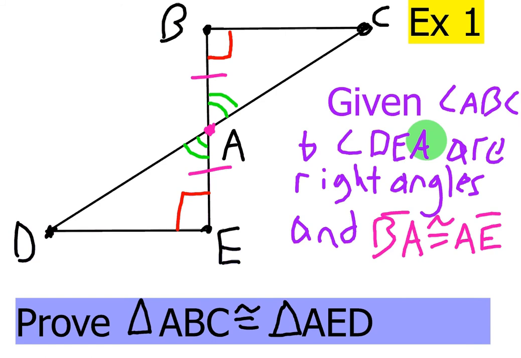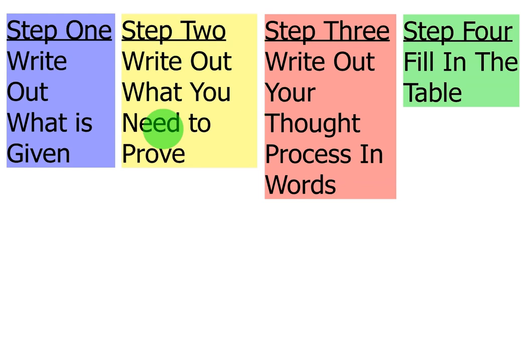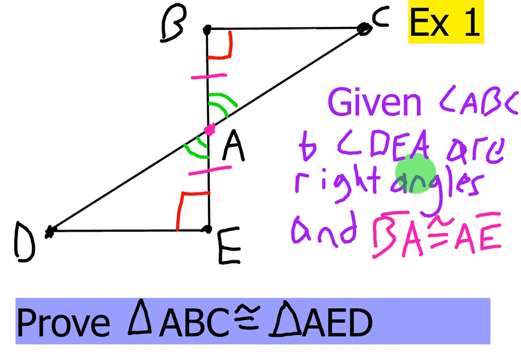All right, what's the next step? Write out your thought process. Okay, what would you say for this? How can we prove this? All the steps the same. What would you say for your thought process? What would you write? Exactly. Just make sure you include angle, side, angle in whatever you say.